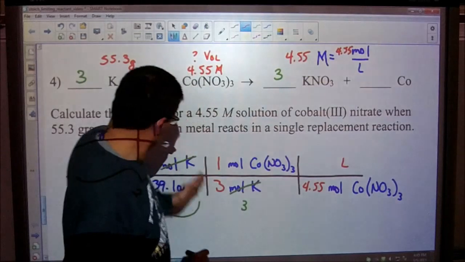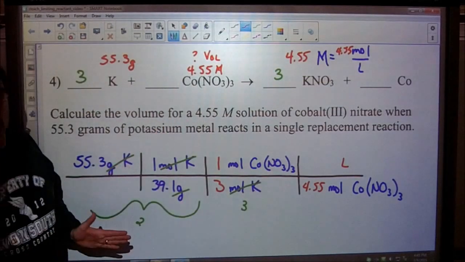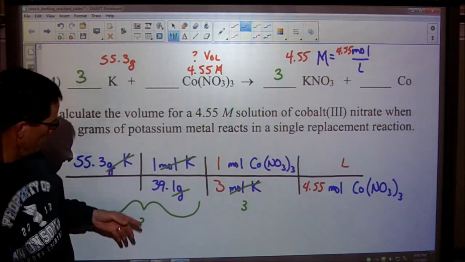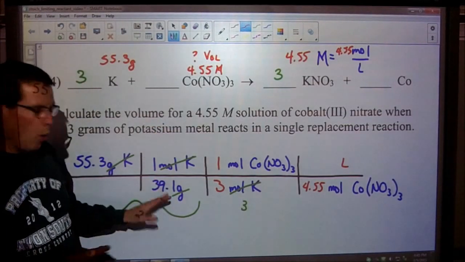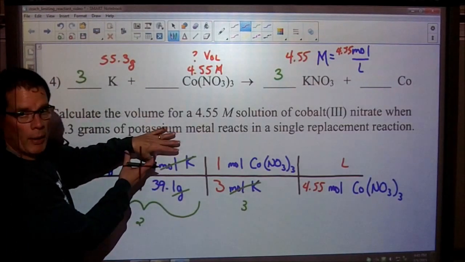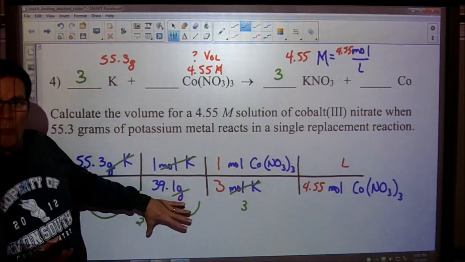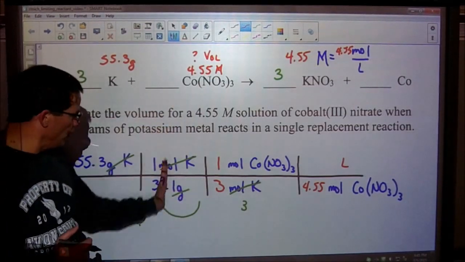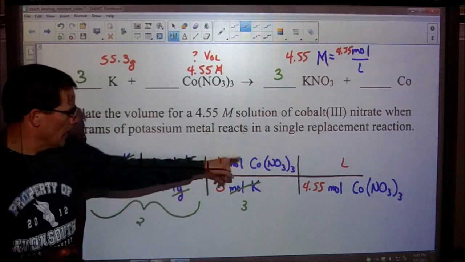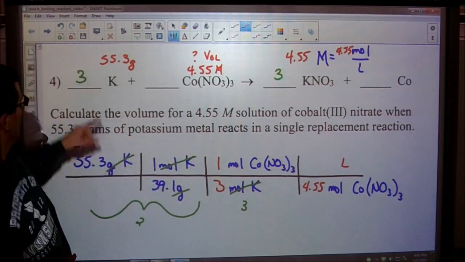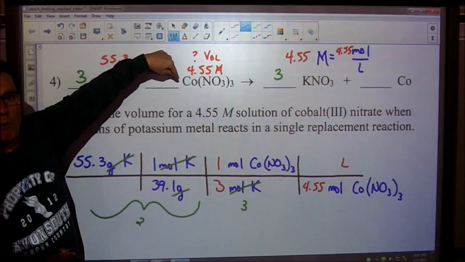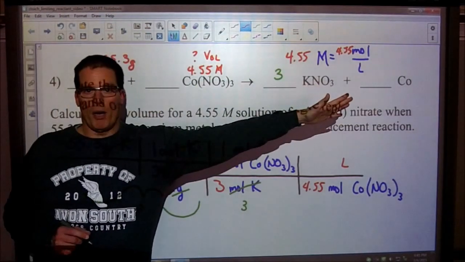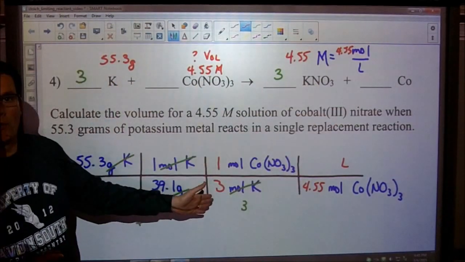And again, these things are equal to each other, or they represent each other. In other words, if I had 1 mole potassium, it's 39.1 grams. Or if I had the 39.1 grams on top, that would be equal to 1 mole potassium. So these things do represent each other. Even when we look at the mole ratio, it's like saying, okay, for every 3 moles of potassium, I'm going to use 1 mole of cobalt-3 nitrate to make my products. And that's what these things represent.